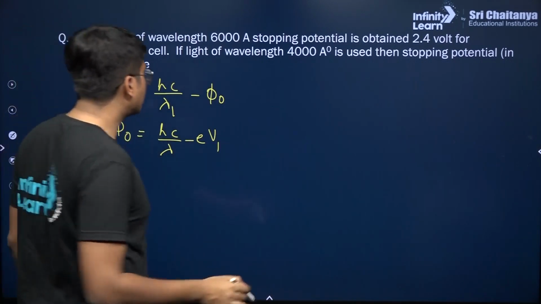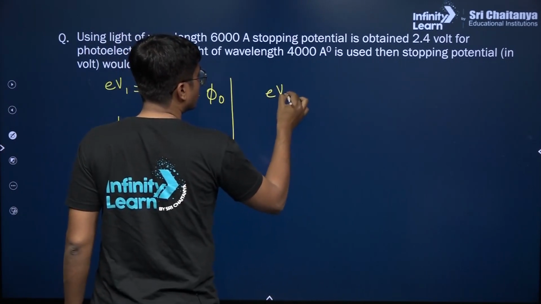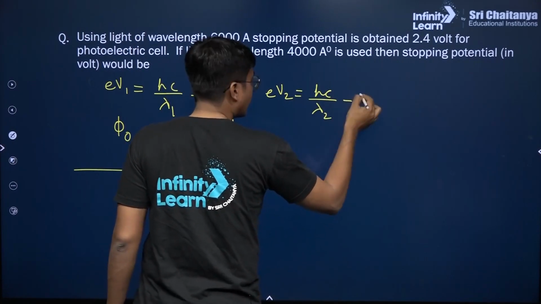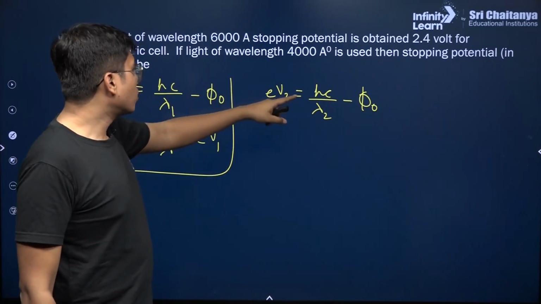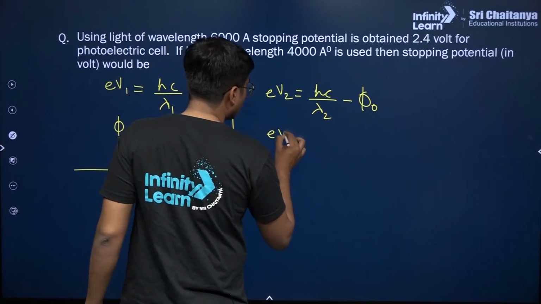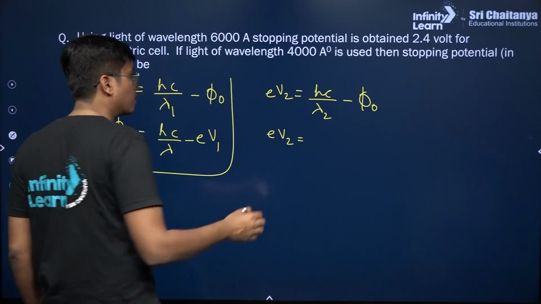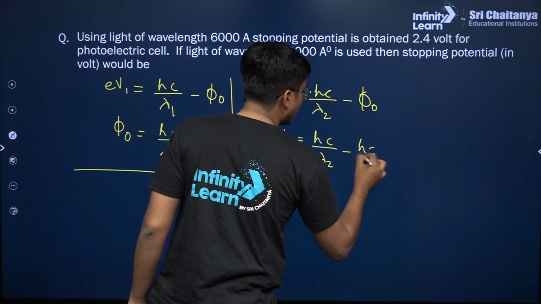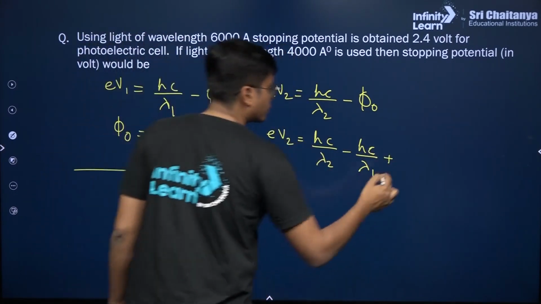Now in the second case you have EV2 is equal to hc by lambda 2 minus the same work function phi naught, right? It will have the same work function. Now this work function phi naught we can put from the relation here to make this relation as EV2 is equal to, this V2 is what we need to find, that is the stopping potential in the next case. EV2 is equal to hc by lambda 2 minus hc by lambda 1 plus EV1.